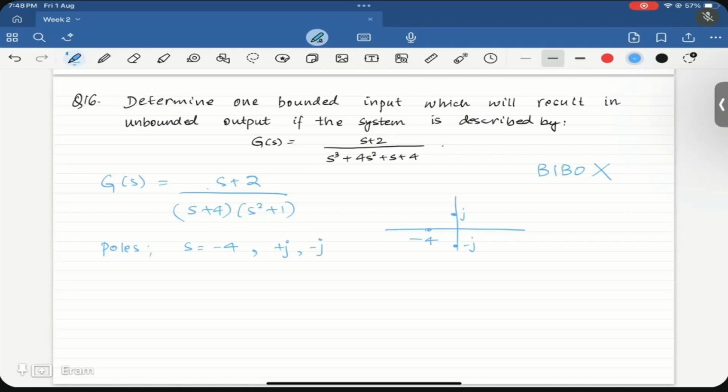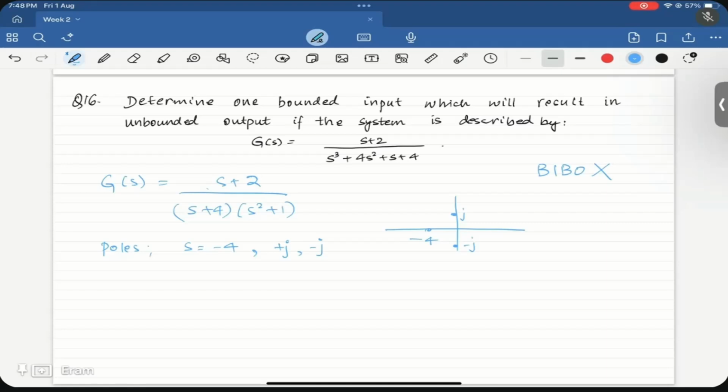So we have checked that this is not BIBO stable. That means there exists at least one bounded input that will make the response of the system unbounded. Now can you identify any one bounded input? Sin t. How did you identify it?